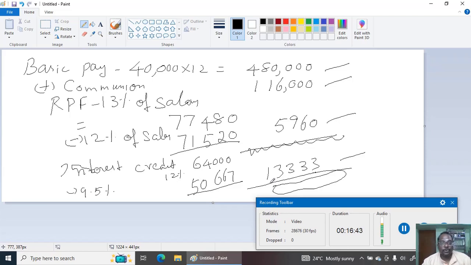Okay, the 12% will not be given anywhere in the sum; it is given in the Act. In the same way, the 9.5% will not be given anywhere in the Act; it is given in the sum. Okay, so this is an important sum that can be asked in the internal exam.